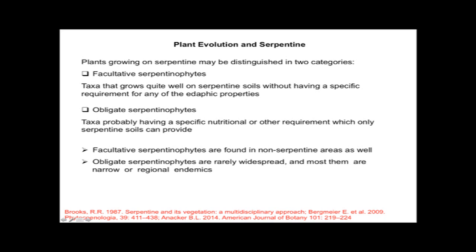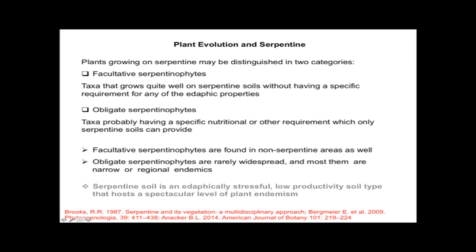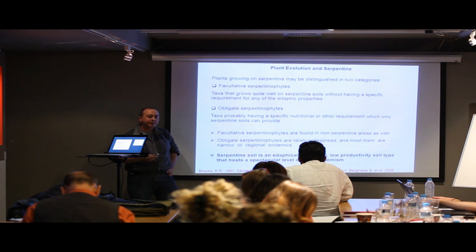On the other hand, obligate serpentinophytes are rarely widespread and they confine more or less on serpentine areas. And this is the reason why we call the first category facultative, because we can find them also outside serpentine areas, and the other obligate. And serpentine soils, in bibliography, you can see that it is a very important type of soil because it hosts spectacular levels of plant endemism. We have a lot of endemic species in serpentine areas.